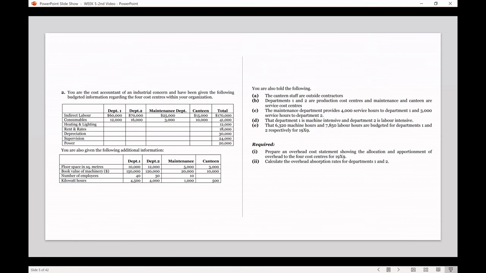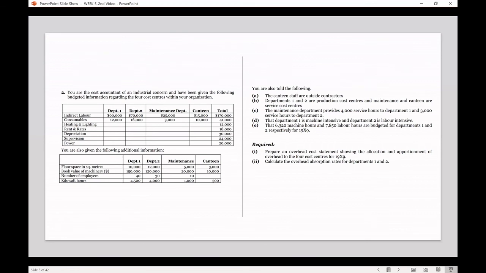So point C says, the maintenance department provides 4,000 service hours to department 1 and 3,000 service hours to department 2. So this again ties into what I was explaining. So the maintenance provides service to these two departments. Remember, the canteen, it's contracted to outside contractors, right? So here we're seeing, okay, what's the basis on which we'll divide or split up the total cost in the maintenance department. We'll be doing this based on the service hours that it gives to the various departments, right?